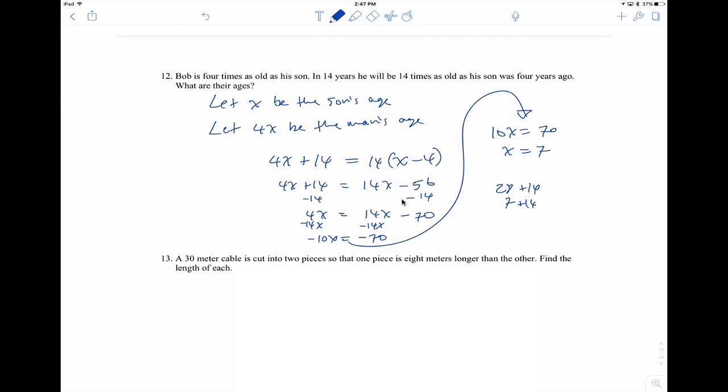This is the double check. 14 years. Well, let's just do it. In 14 years he is going to be 42. As old as his son was 4 years ago. So 4 years ago, his son was 3, and 3 goes into 42 14 times. So it didn't really do that very smoothly, but this is the double check and it works. It's what we expected.